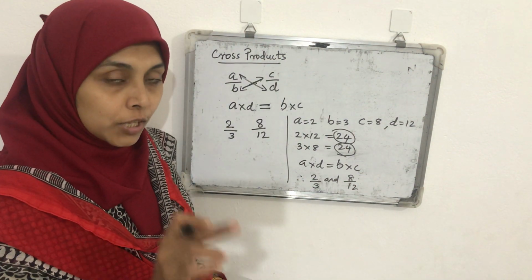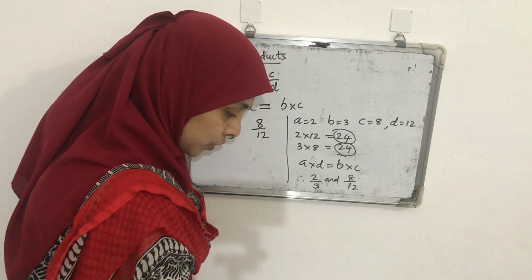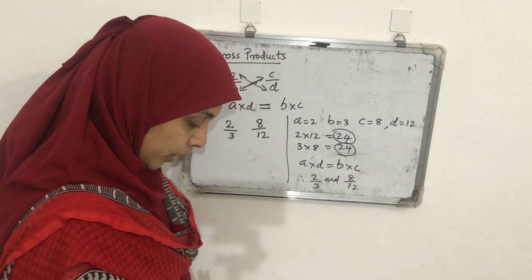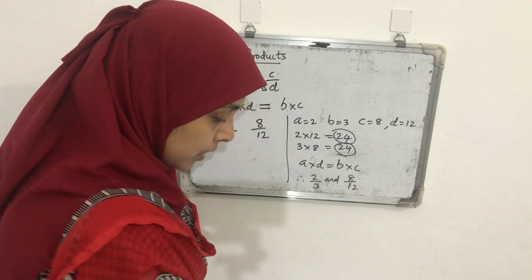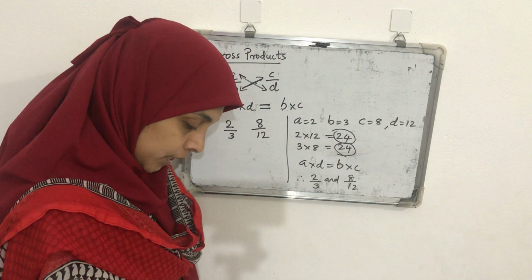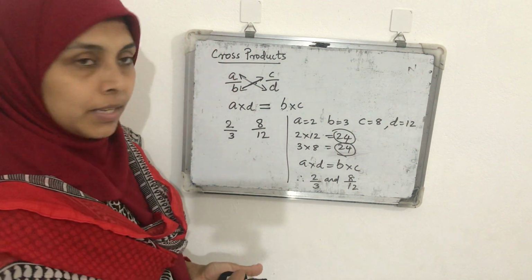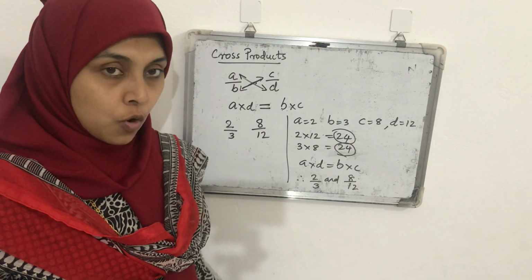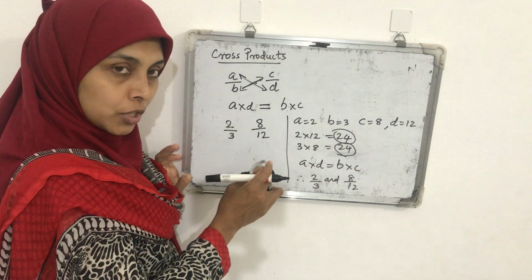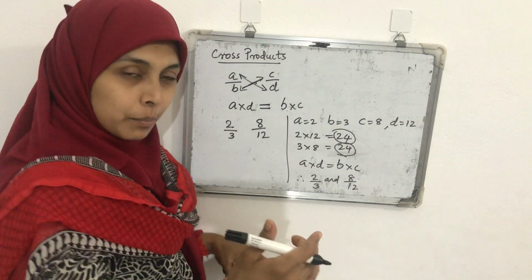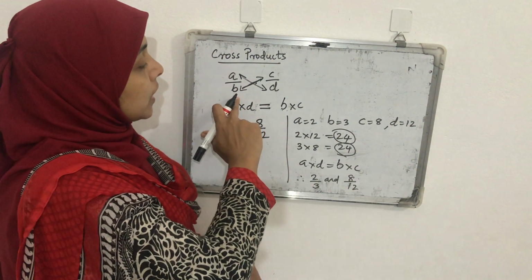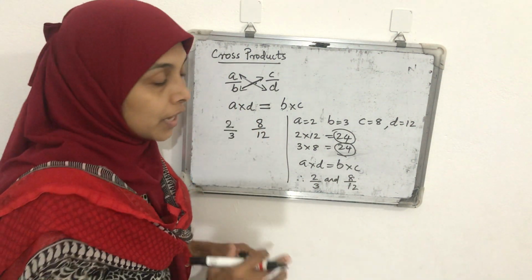Yesterday in the homework I gave you the third question in the exercise. That question we can do using this method. The question is: are the following equivalent rational numbers? If yes, find the standard form. That question we can do using this cross product method also. Anyway, you can also find it by finding the lowest form, that is no problem. This is an easy method for finding whether they are equivalent or not.